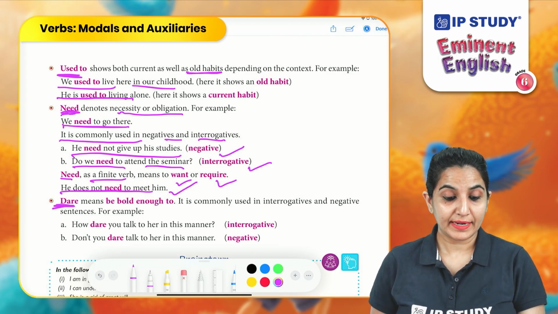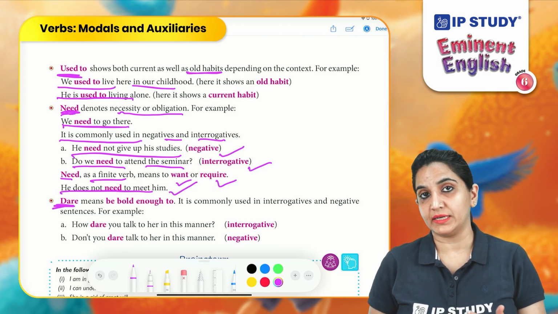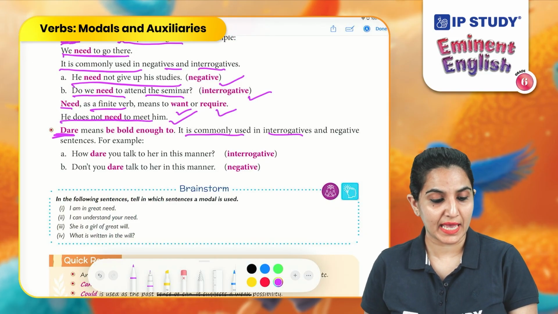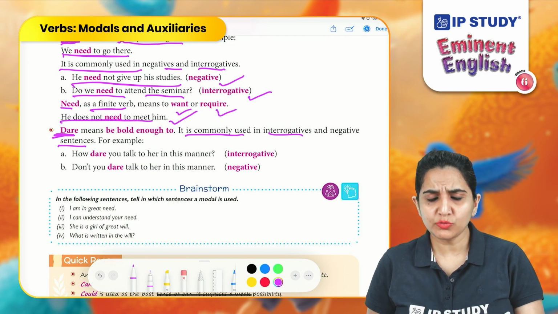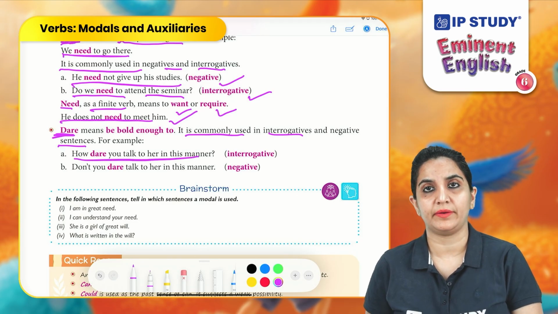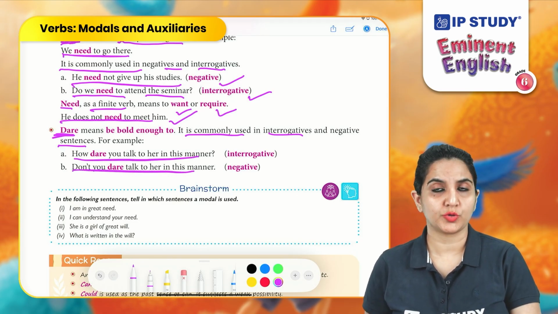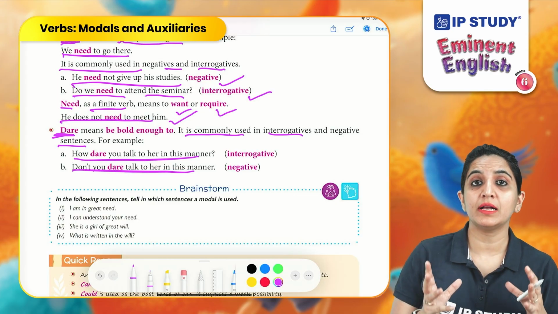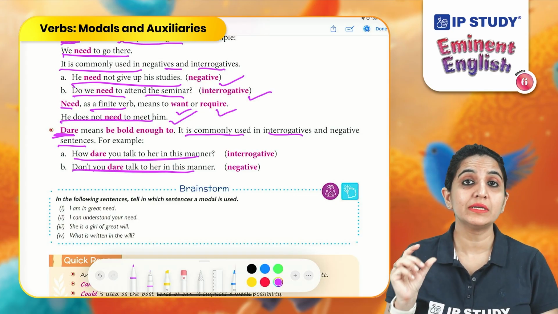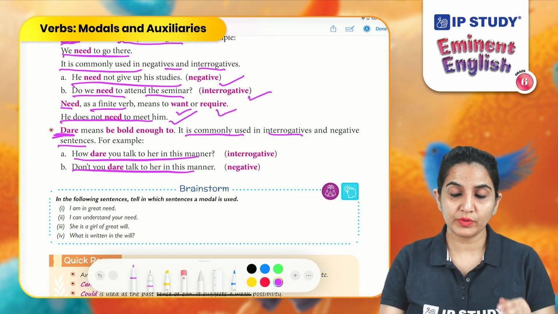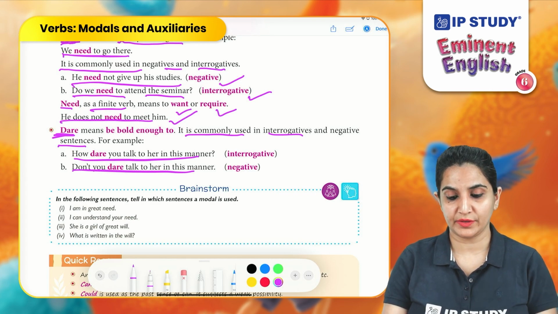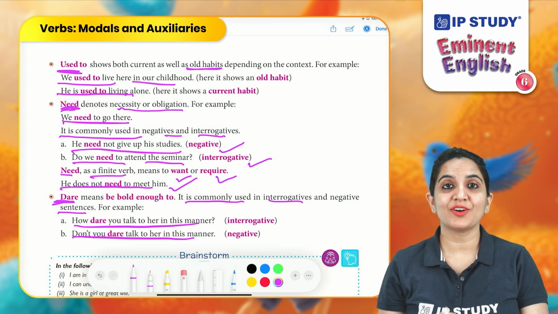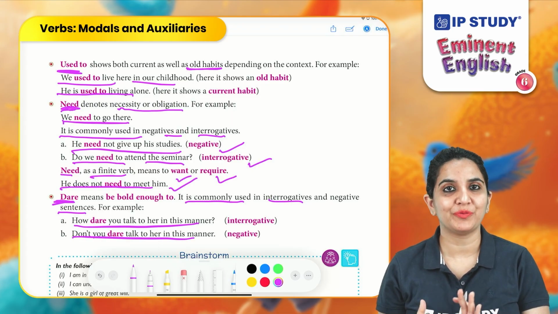Dare. Dare means be bold enough to, right? So it is commonly used in interrogatives and negative sentences. How dare you talk to her in this manner? Don't you dare to talk to her in this manner. So dare is very strong and it expresses a bold statement, right? So we usually use it with interrogatives and negative sentences. Let us do a quick recap before we end this lesson.